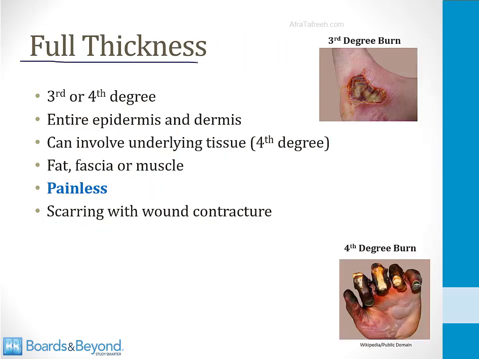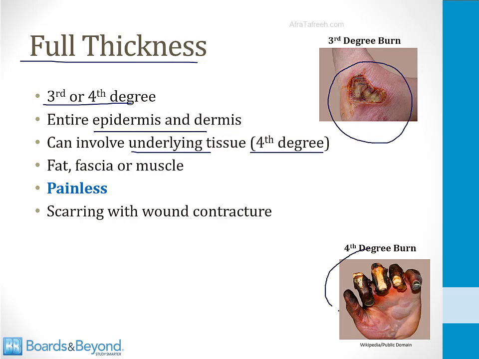And then finally, full thickness burns used to be called third or fourth degree burns. These burns involve the entire epidermis and the dermis, and they can also involve the underlying tissue. And so when the underlying tissue is involved, they're called a fourth degree burn. So this is a picture of a third degree burn here at the top of the screen. This is a fourth degree burn down here. You can see that the tissue of the fingers is damaged. Underlying tissues like fat, fascia, or muscle can be involved.